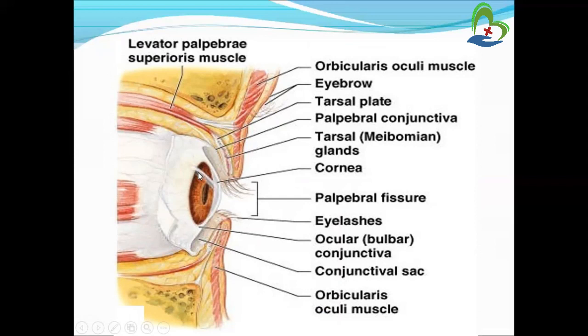This is the main portion of the eye, known as the cornea. This is the palpebral fissure, and these are the eyelashes. This is the ocular conjunctiva, which is bulbar in shape. Then the conjunctival sac, and last, the orbicularis oculi muscle, same as upside and same as downside. So on both sides, anterior and posterior, it is situated.